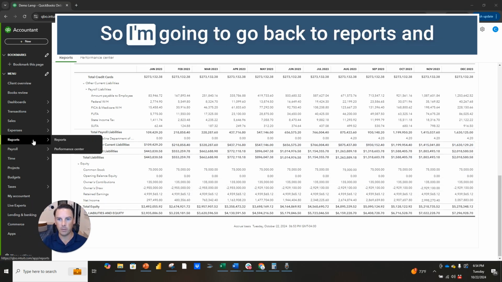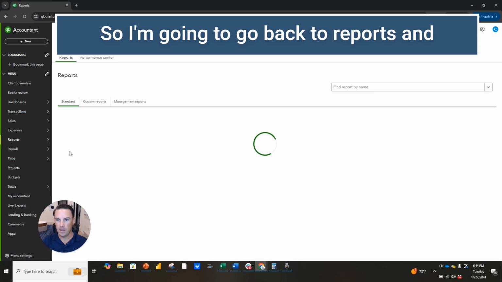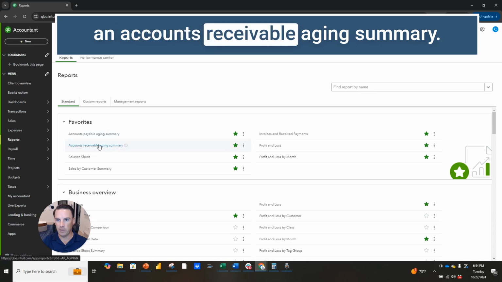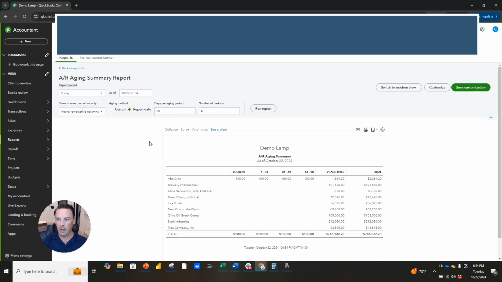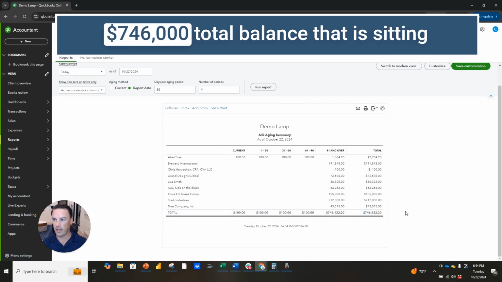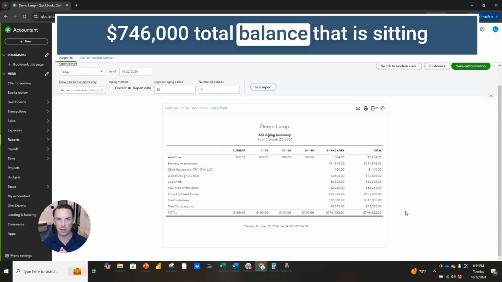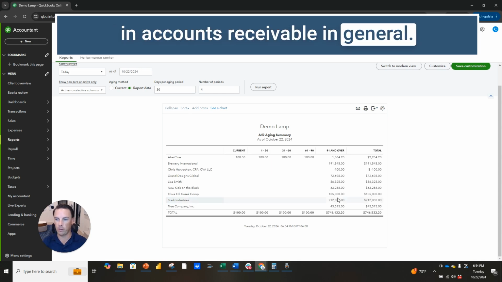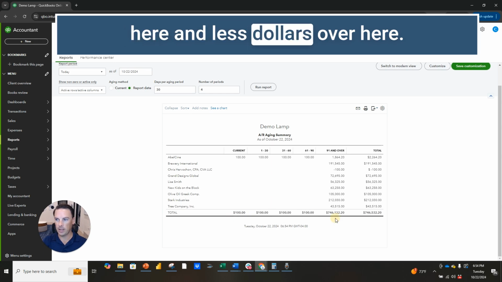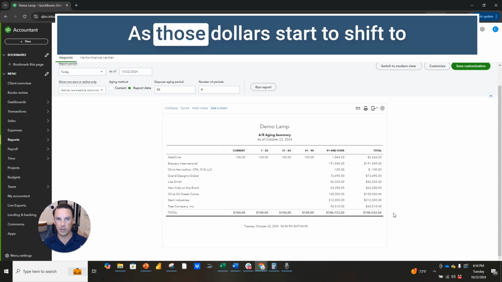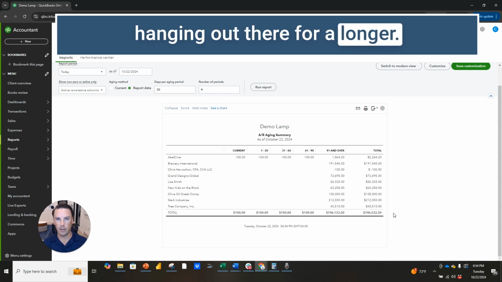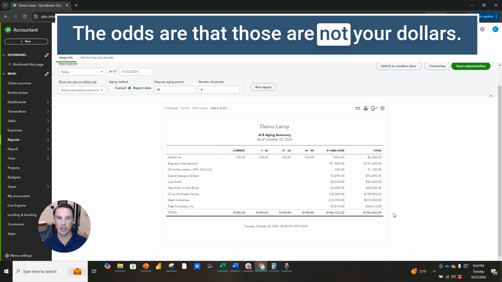And then the 5th thing that we want to look at is actually going to be off balance sheet. So I'm going to go back to reports, and I'm going to generate an accounts receivable aging summary. And I want to see what makes up my $746,000 total balance that is sitting in accounts receivable. In general, I want to see more dollars over here and less dollars over here. As those dollars start to shift to the right, meaning they've been hanging out there for longer, the odds are that those are not your dollars.